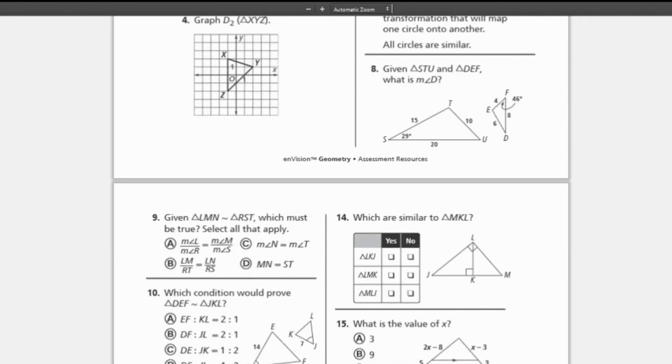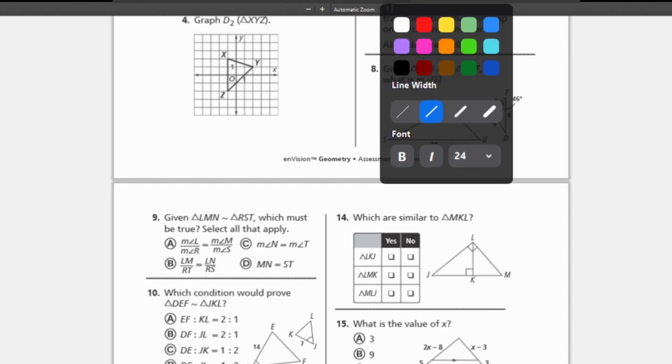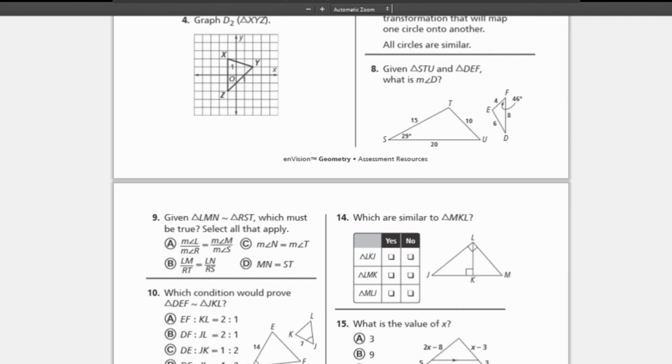All right, number 8 is all about making sure we understand what it means when they say given S, T, U, and D, E, F. That means S corresponds to D, T corresponds to E, and U corresponds to F. And if we know that, this becomes so much easier. It wants to know what is the measure of angle D. Well, D and S are corresponding, so if we know what S is, we know what D is. And there's nothing else to that one.